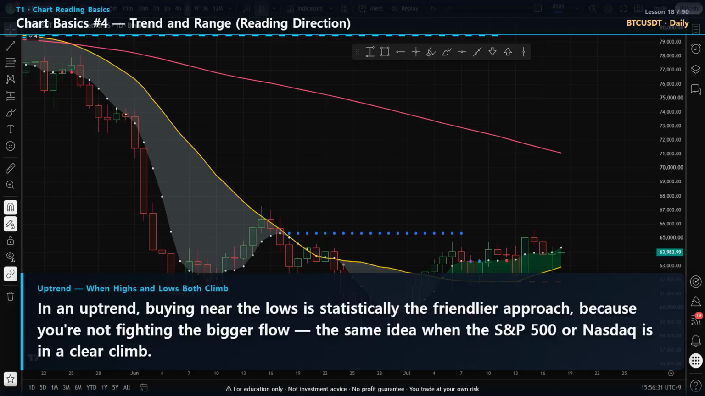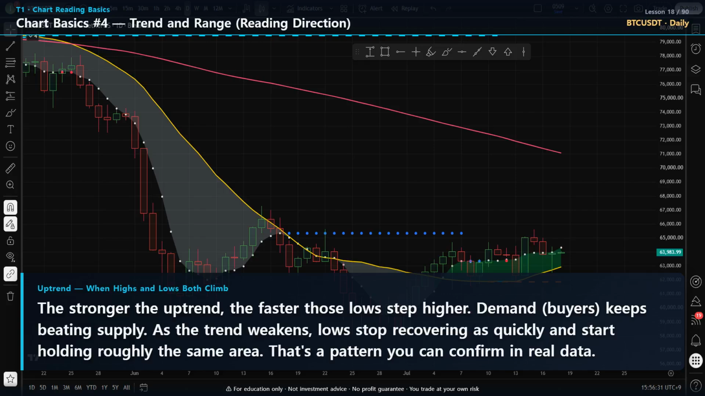In an uptrend, buying near the lows is statistically the friendlier approach because you're not fighting the bigger flow. The same idea applies when the S&P 500 or NASDAQ is in a clear climb. The stronger the uptrend, the faster those lows step higher. Demand, buyers, keeps beating supply. As the trend weakens, lows stop recovering as quickly and start holding roughly the same area. That's a pattern you can confirm in real data.